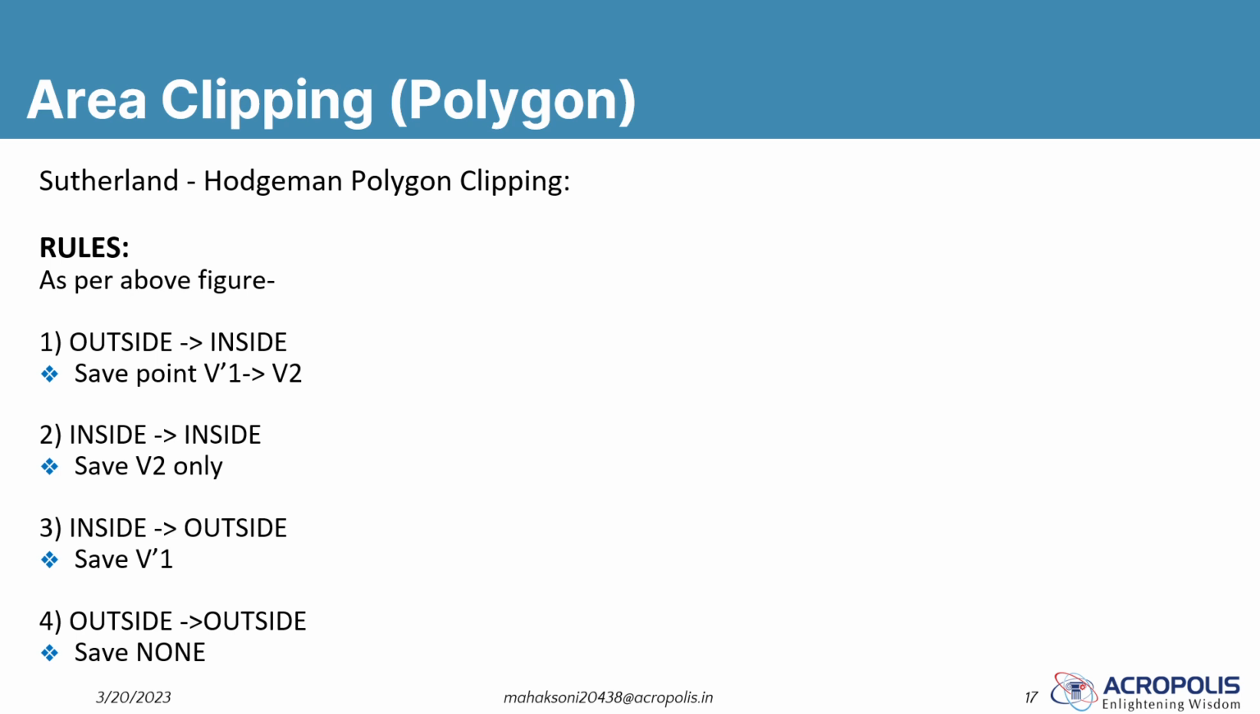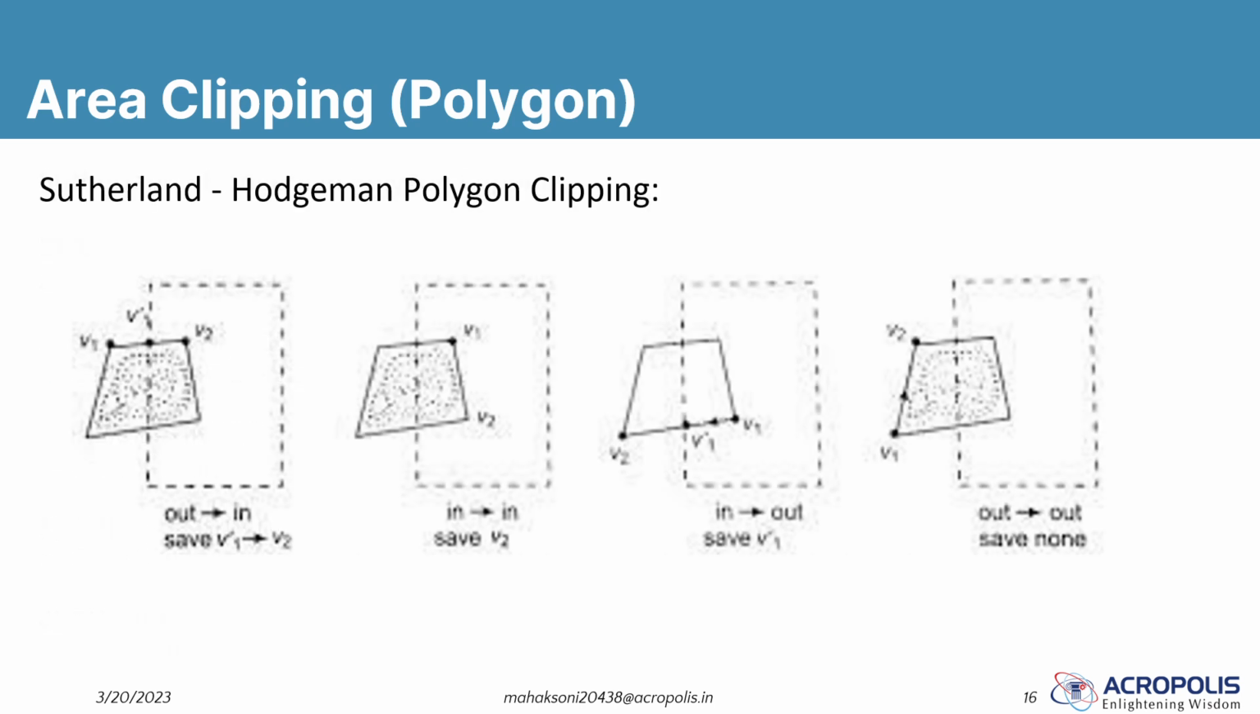We are done with all this. By following all these rules, we will get the polygon area which lies inside the window. So this is basically Sutherland's algorithm.